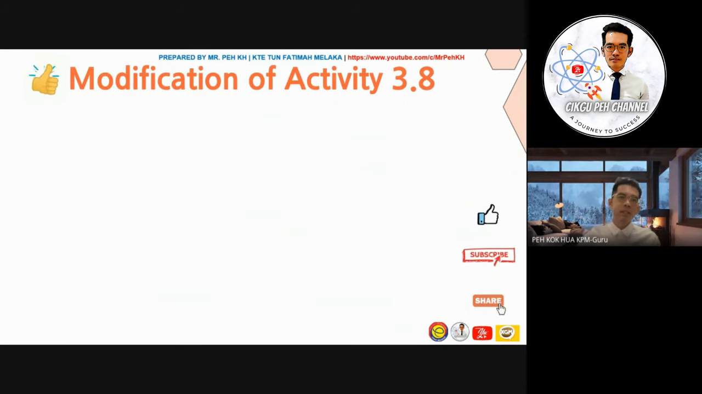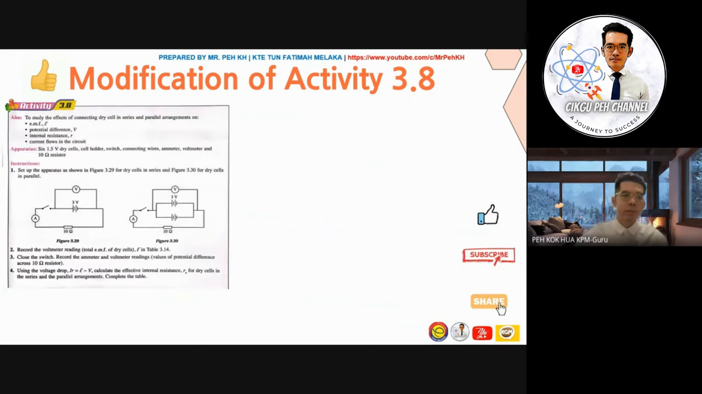Okay, so here, let me go through together with you what modification I already made to activity 3.8. Basically, this is activity 3.8, which you may get from your textbook. This is the arrangement that you may find in your textbook.